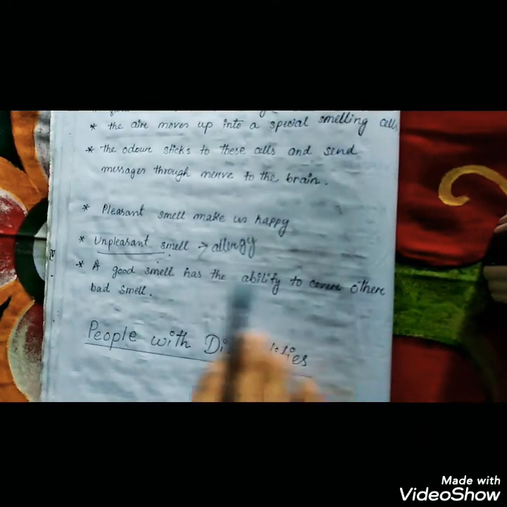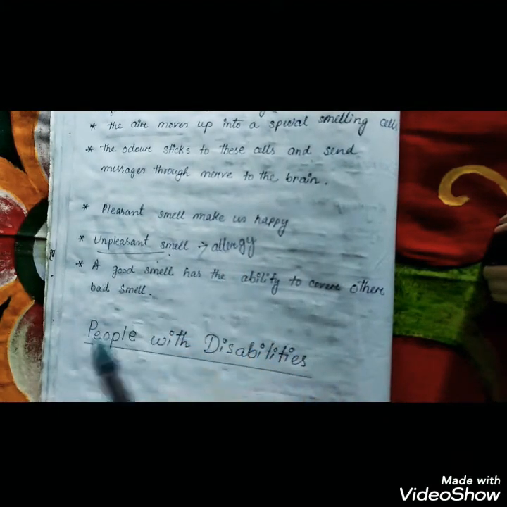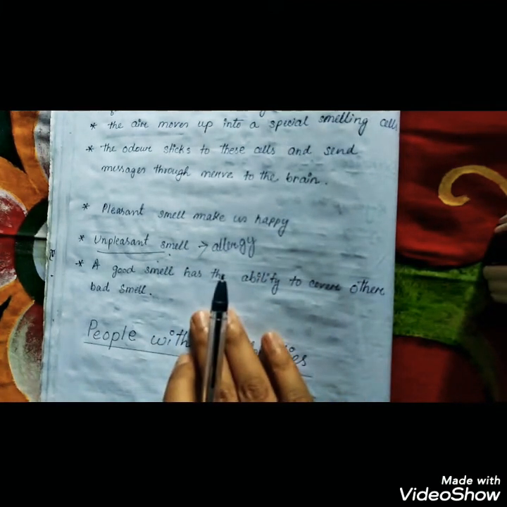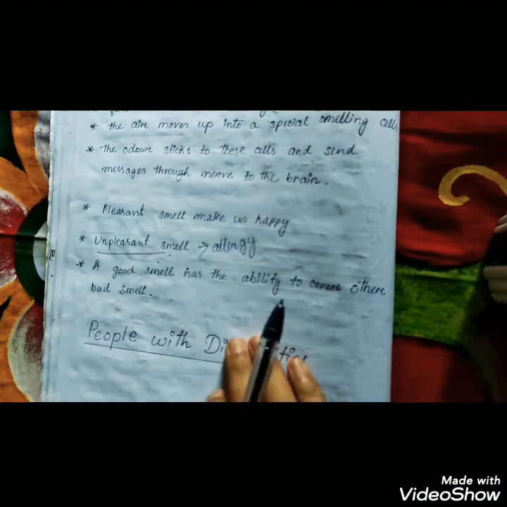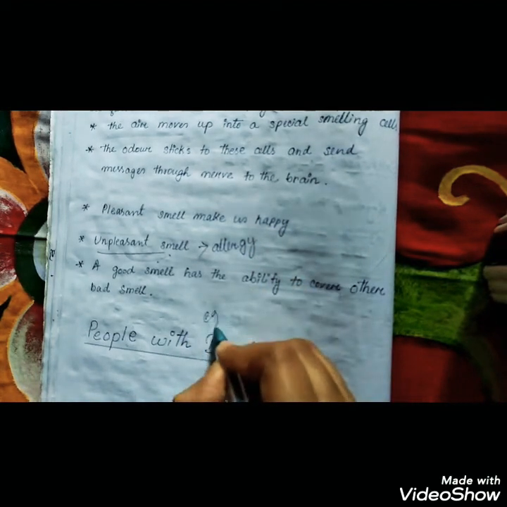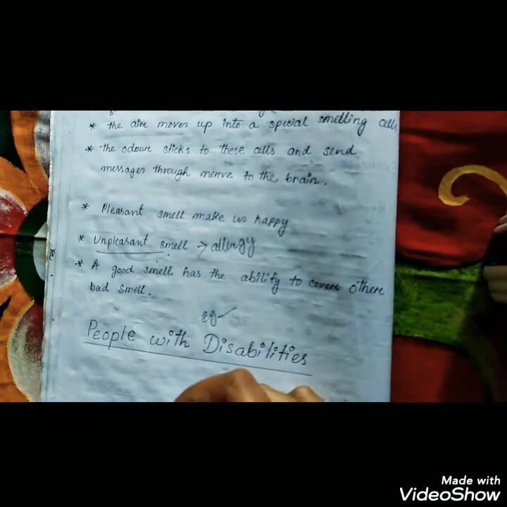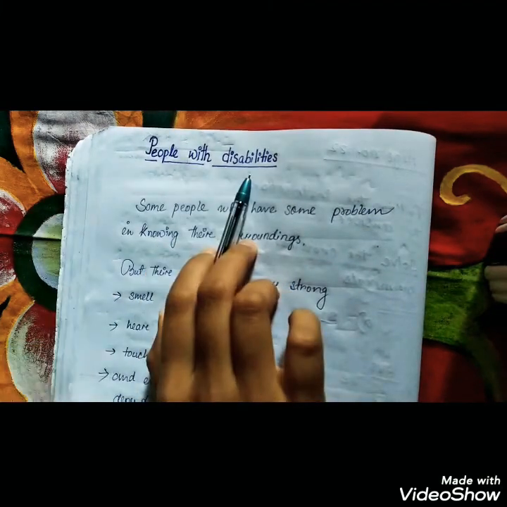Here you see a good smell has the ability to cover other bad smells. Many examples are there, like room freshener, perfumes, deodorants, right? Then the smell of a flower. All these make us happy, right? Now let's discuss people with disability.